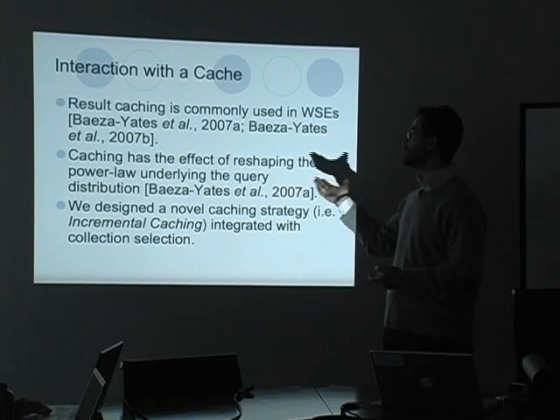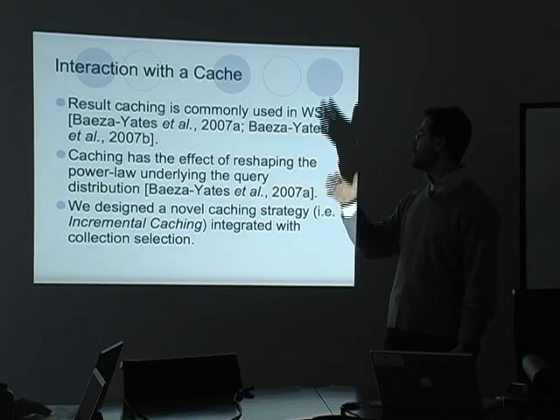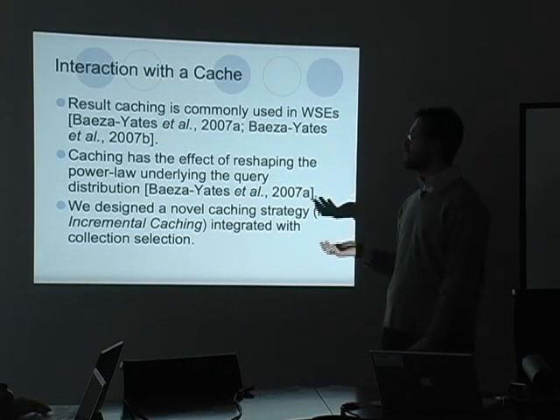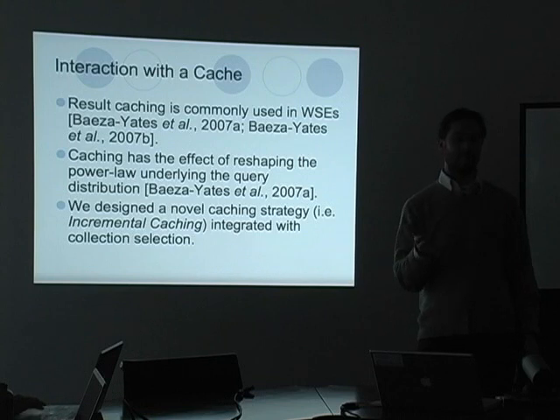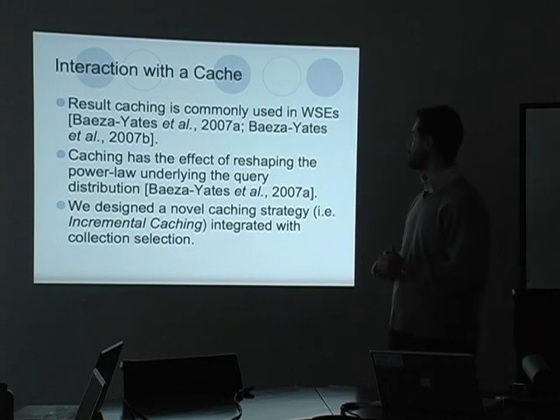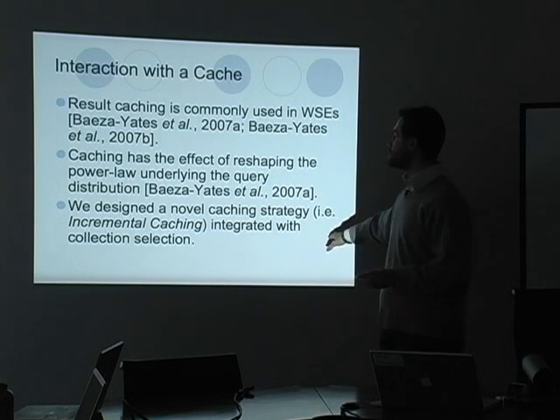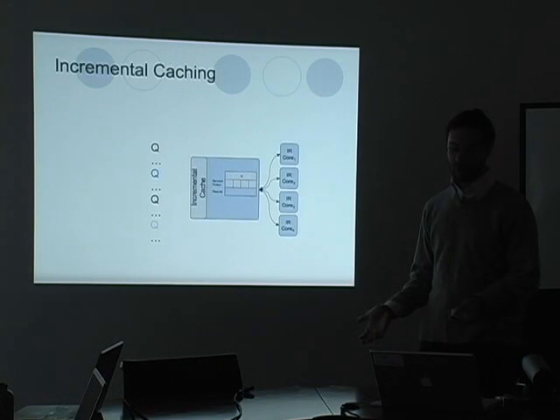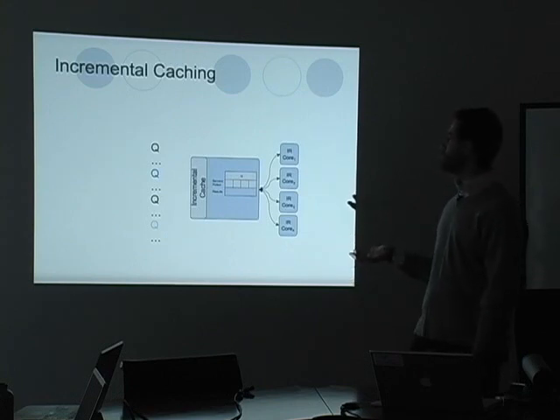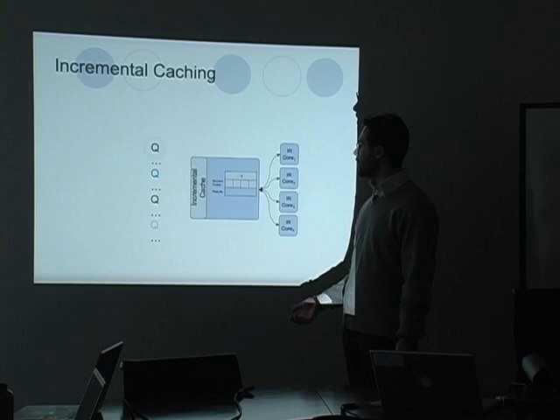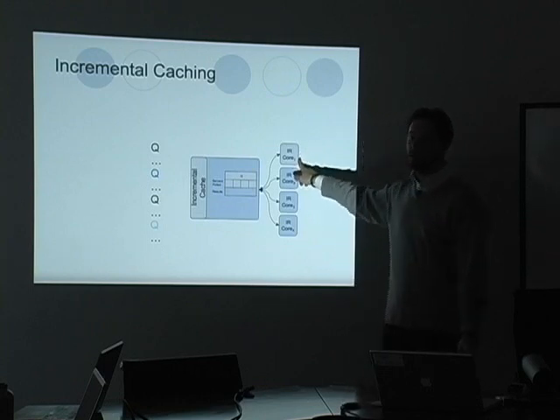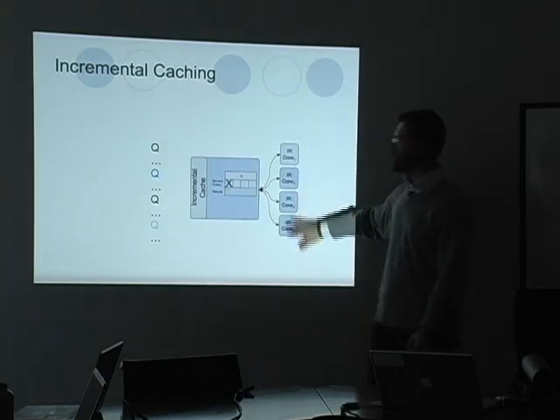It's interesting also because when you have caching, it's reshaping the distribution of your queries. After caching, not-so-popular queries become very popular compared to the full set. Here we introduce a new caching system that takes care of the collection selection. There is a drawback when you just do caching with this strategy. If you have a query and you do collection selection, maybe only 1 or 2 servers are actually answering your query. So if you cache, you're caching only a part of the result.